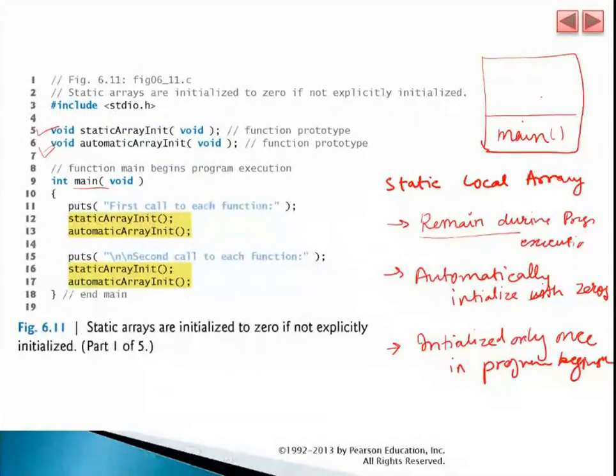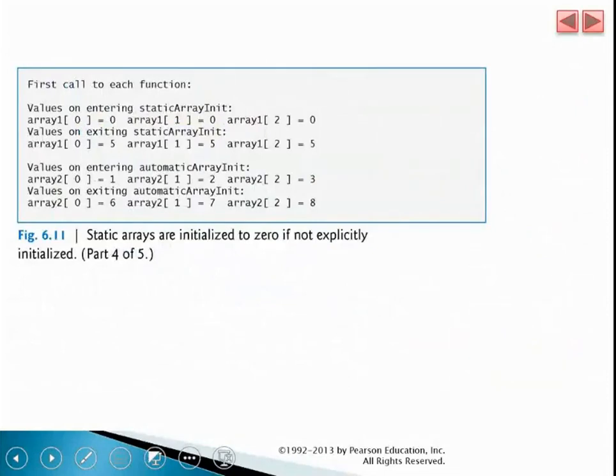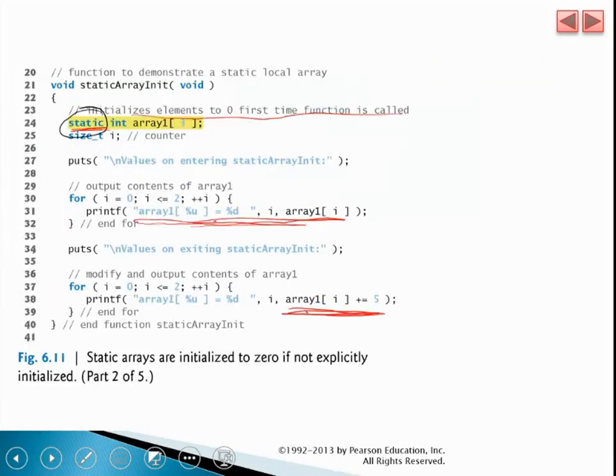Okay, so first see what happens when it is called for the first time. First call to each function. Now let me show you the output. Yeah, this is the output of the first call to each function, right? So when we come inside our first function call, the first function call is static array init. Once this function gets called, we are printing the message "values on entering static array init", and then we are printing all the initial values.